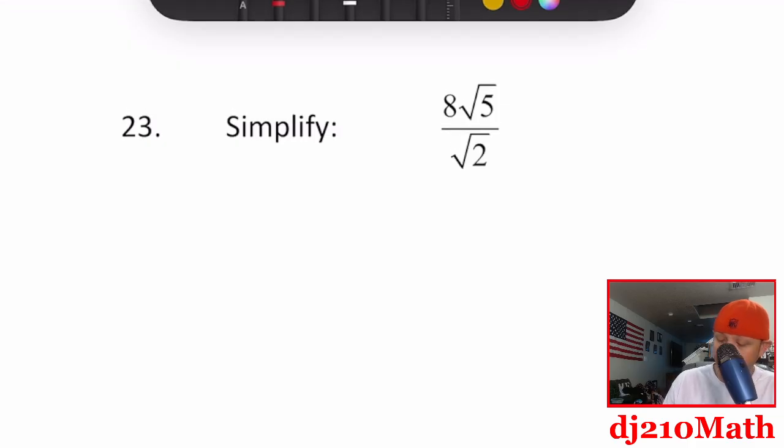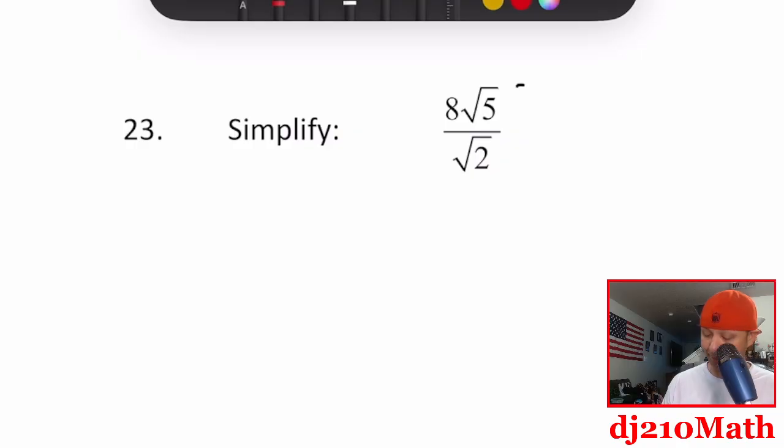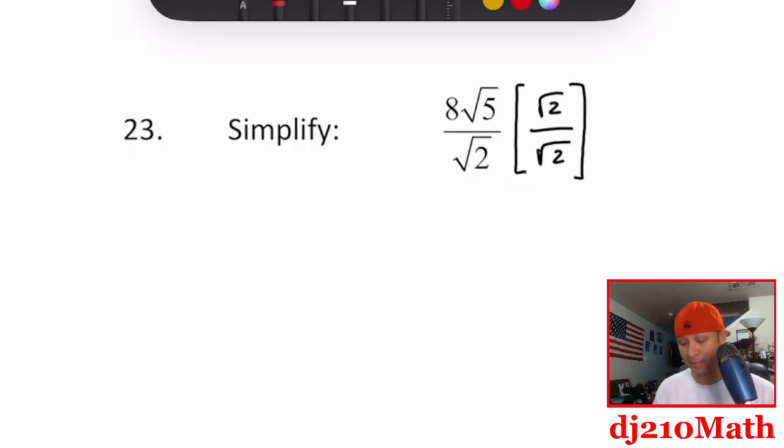I need to multiply this to get rid of the square root in the denominator. I'm going to multiply this by something. What am I going to multiply it by? The thing in the bottom. So root 2, top and bottom. Again, this is just 1, right? I multiply anything times 1, I'm not changing its value. I'm changing the way it looks.